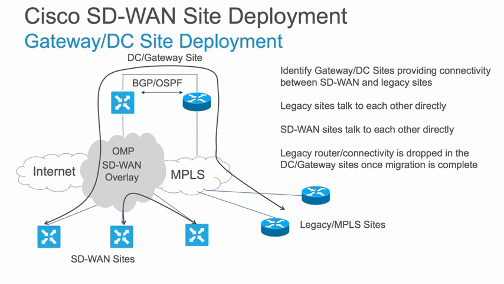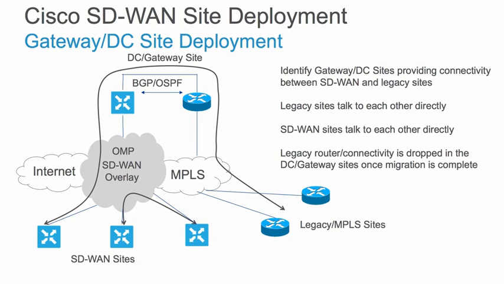Deploy the vEdge in the gateway or data center location with a layer 3 peering with the existing routers providing connectivity to the legacy sites. At this location, we will run BGP or OSPF to exchange the routing information between the legacy and SD-WAN domain. Step 3. Start replacing the legacy routers in remote locations with the SD-WAN functionality on the vEdge routers.